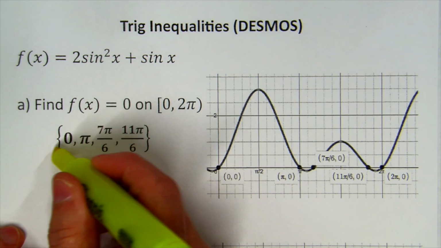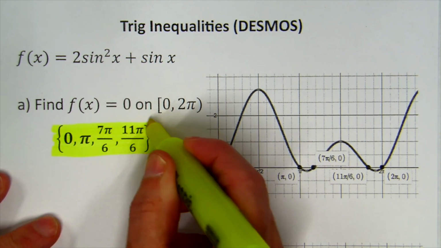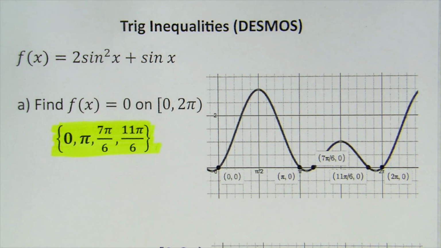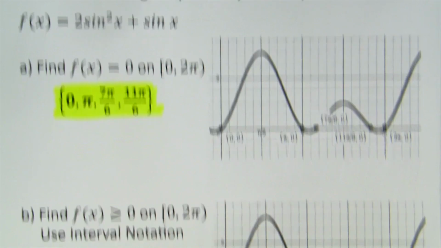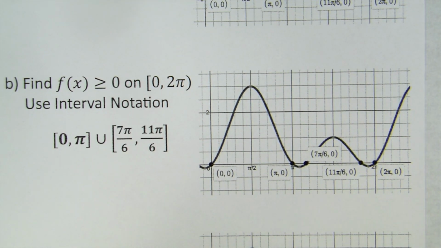All right, so that being our solution of this trig equation in the half open interval from 0 to 2 pi. All right, now let's do this with an inequality. All right, same picture, same graph, but I've changed the question here.